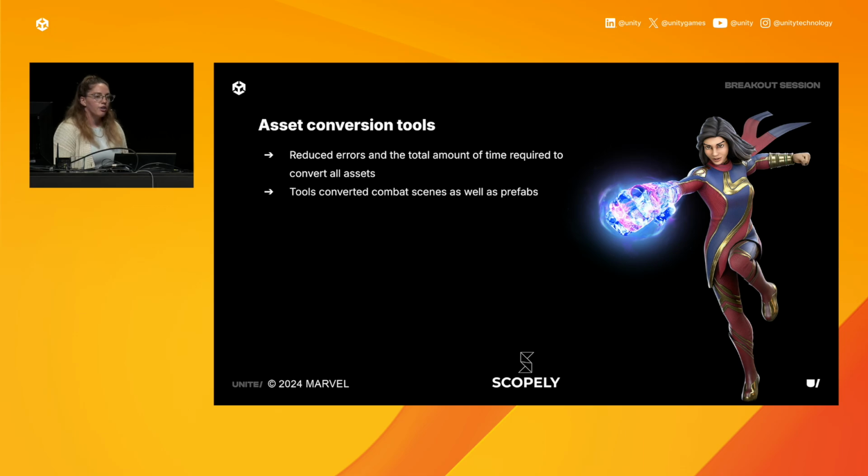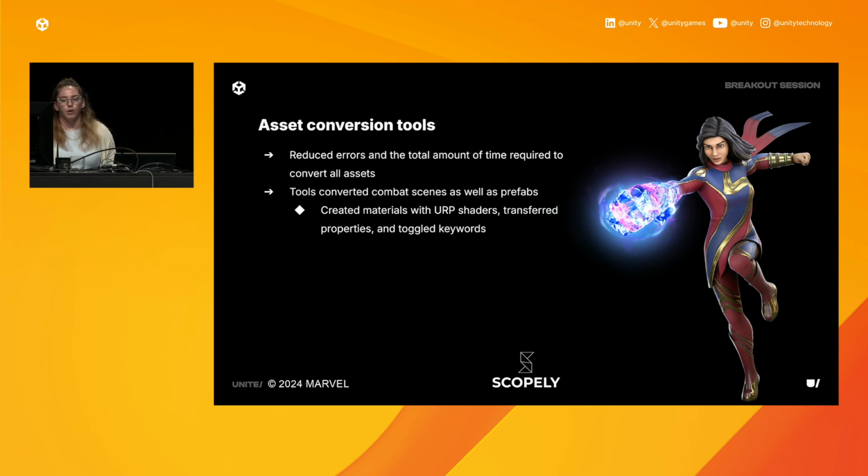And this allowed engineering to work in parallel and work on other parts of the migration process while art was polishing these assets. The tools converted combat scenes as well as prefabs. For combat scenes, we needed to convert materials, lights, and post-processing settings. For character and VFX prefabs, we just needed to convert materials and lights for the most part. Prefabs could be converted individually or in bulk.